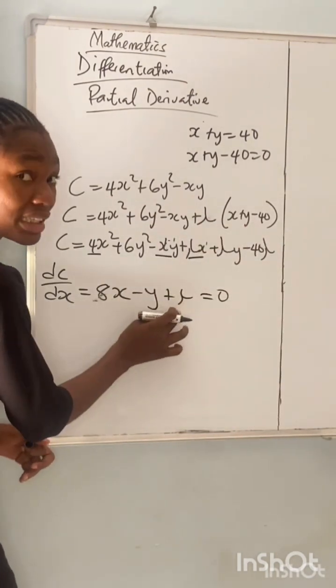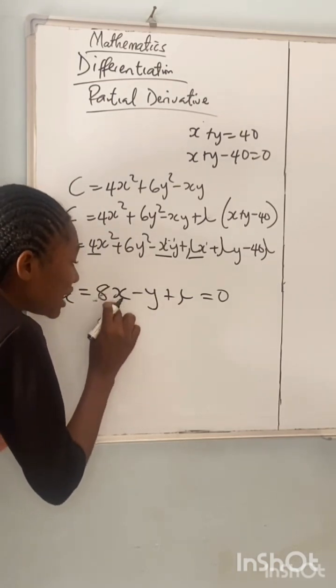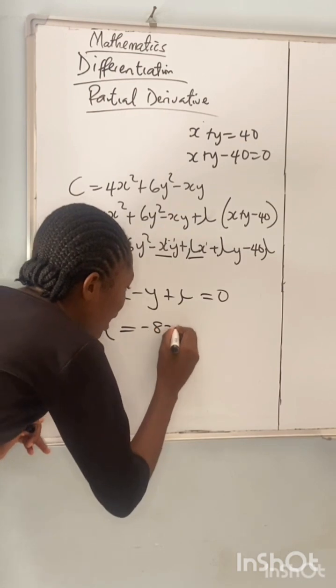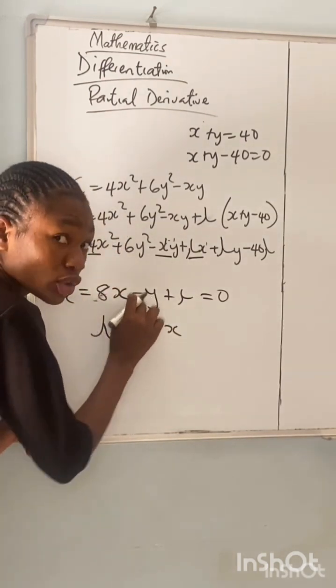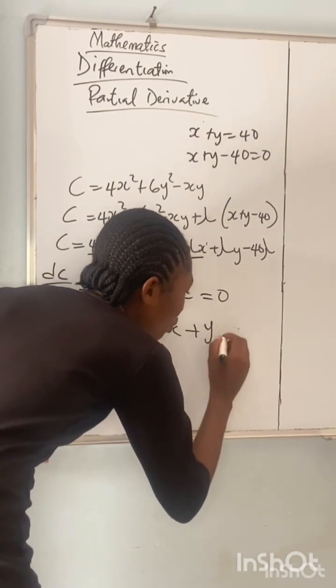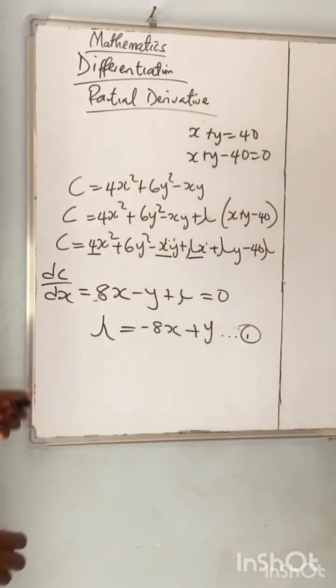So our Lagrange will stand alone. What we're going to be doing is that our Lagrange multiplier, now when our plus 8x goes over, it becomes minus 8x. And then when our minus y goes over, it becomes plus y. So I can call this our equation 1. Right? This is our first equation. Now we are differentiating with respect to x.